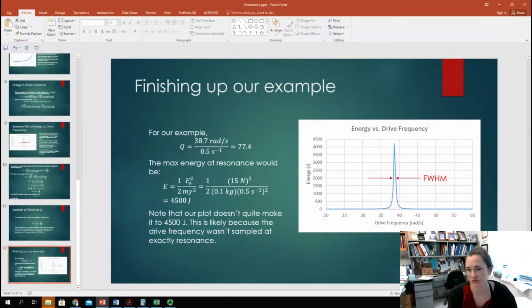So just to remind you, this was the plot that we had of the energy versus the drive frequency for the oscillator. And you can see that my peak doesn't quite get up to 4,500. It gets close, but it doesn't quite get to 4,500. And that's likely because what happened was, of course, I told my drive frequency to increment in 1/3 radian per second per step. So as I incremented, I probably missed it.